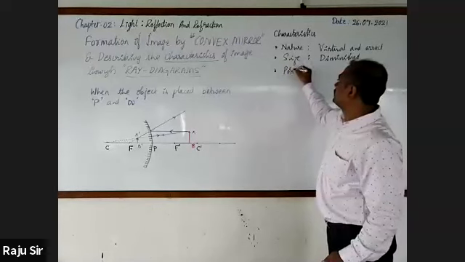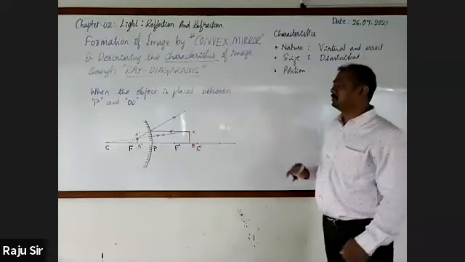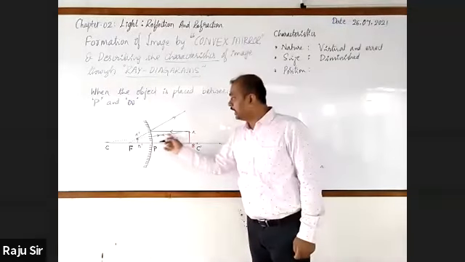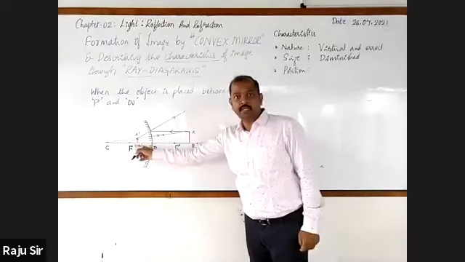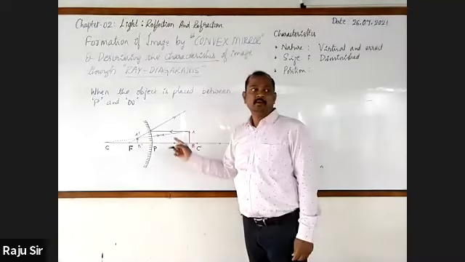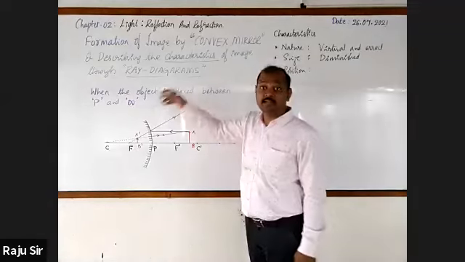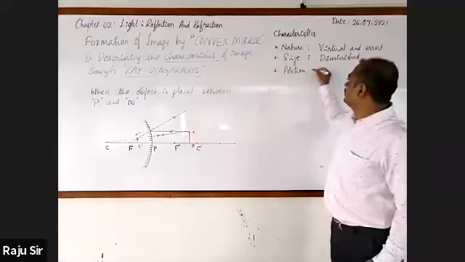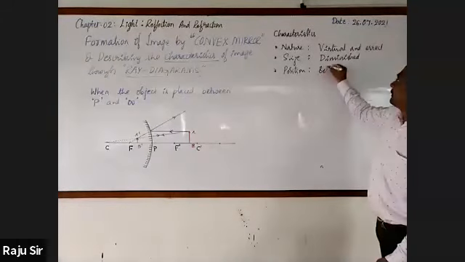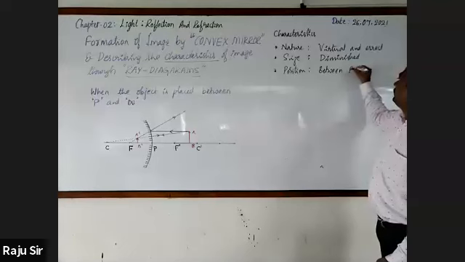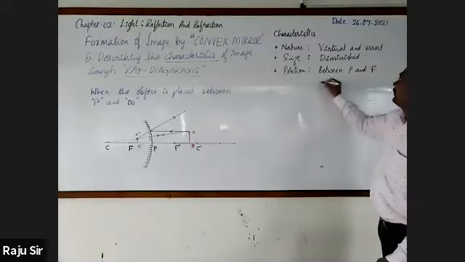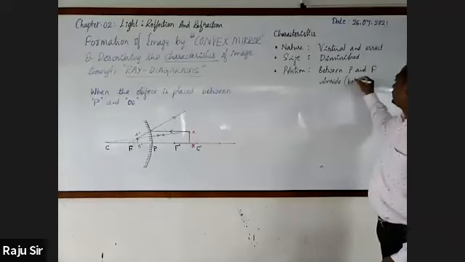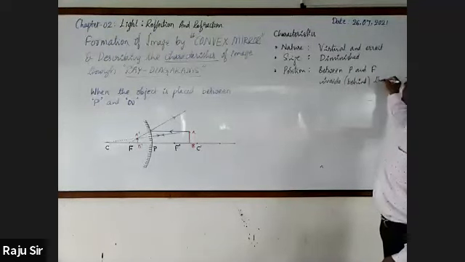Next, position. Where is the image formed? Behind the mirror. Between P and F, behind the mirror or inside the mirror. Right. Between P and F, inside or behind the mirror.